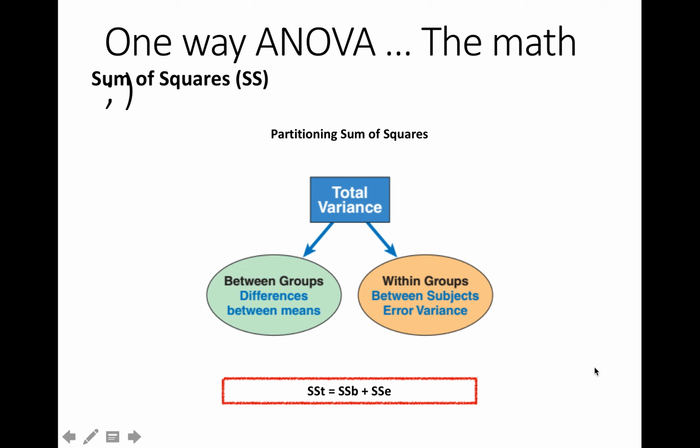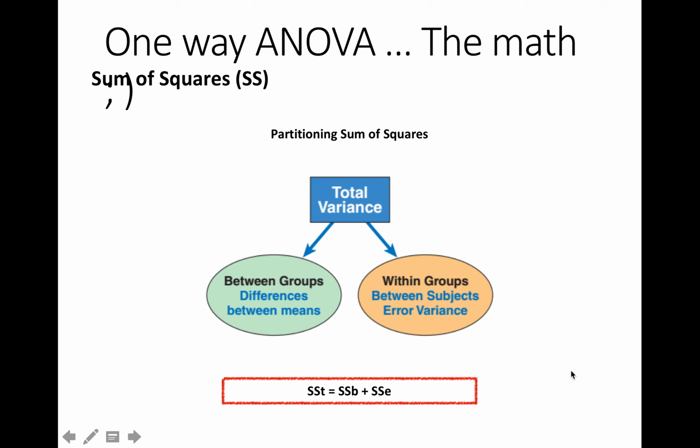Now you have to partition your sum of squares. The total sum of squares, or the total variance, will be divided into two variances: between groups variance, which will be the difference between means, and your within groups variance, which will be the between subject variance or your error variance, or the variability of scores within each group. Okay, so it's a super easy formula. The total sum of squares equals the sum of squares of your between groups plus your sum of squares of your within groups.